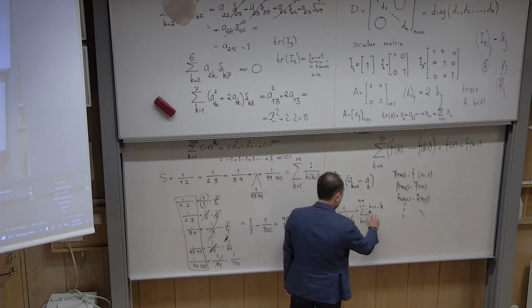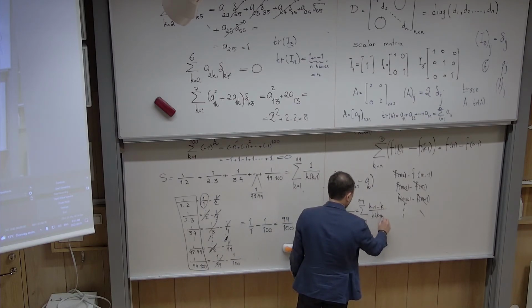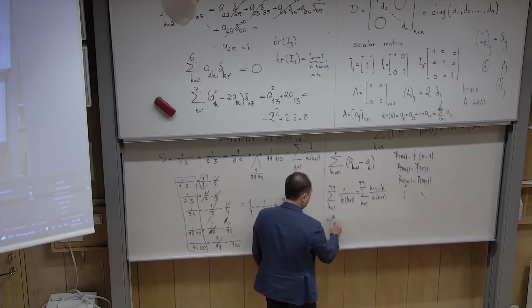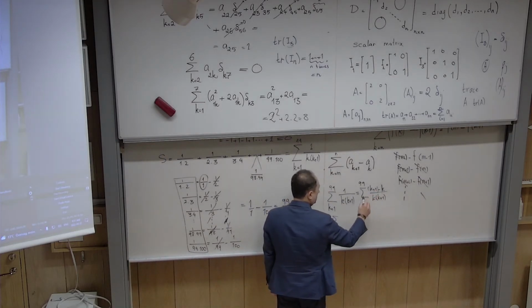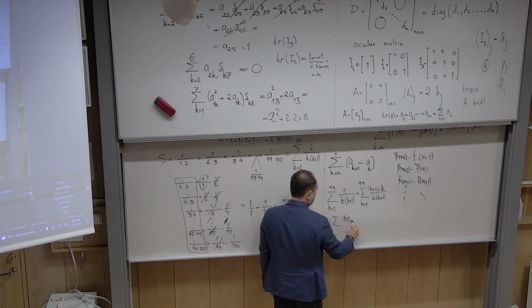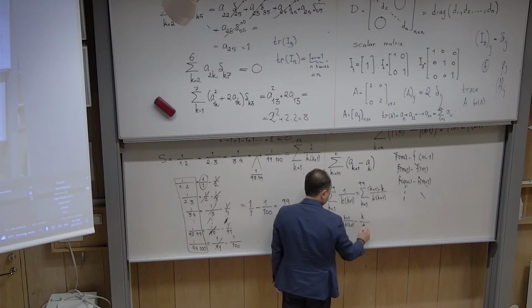Yes? And then I write k over k plus 1. And what I do, let me just be patient and write everything in detail. I take this one and then divide it by this. Minus, I take this one and then divide it by this. Yes?